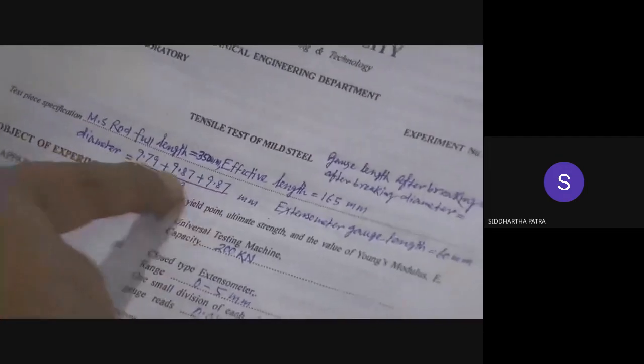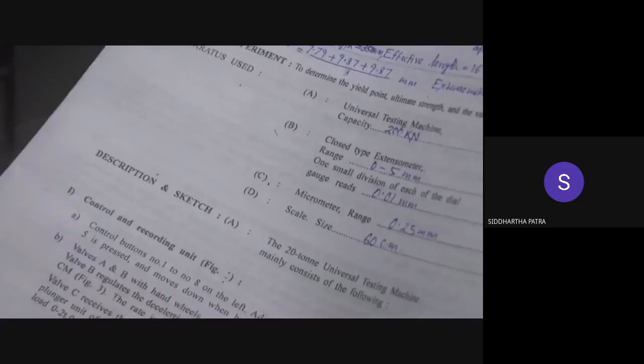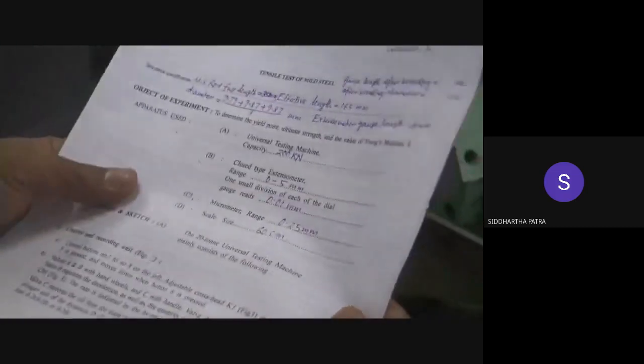So you can see we have taken reading at angular orientation, and from that we are taking an average, and here we have listed down the extensometer gauge length. Now so many lengths are there, and I just tell you that which one is important when we would be measuring the strain.